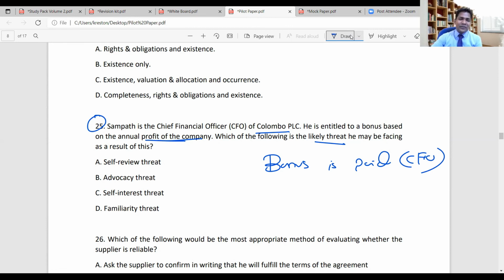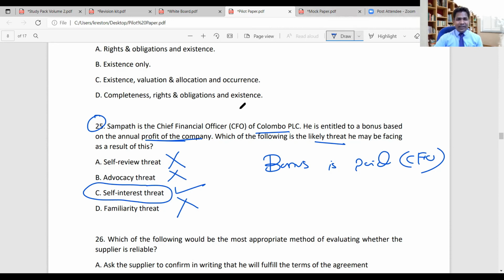And as a result of this, it can't be self-review, and it can't be advocacy, because advocacy is where you are promoting your client on behalf of the client. Self-interest is possible, and it is not familiarity. It's a direct question. The answer is self-interest. Answer C.